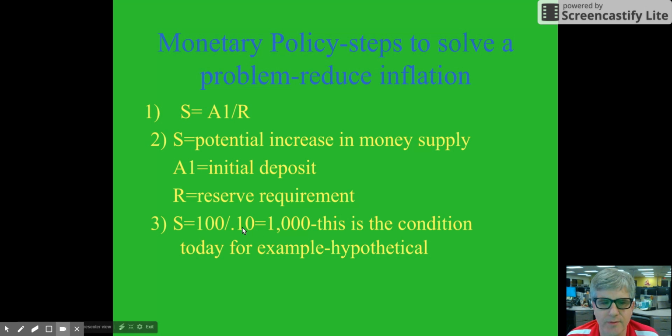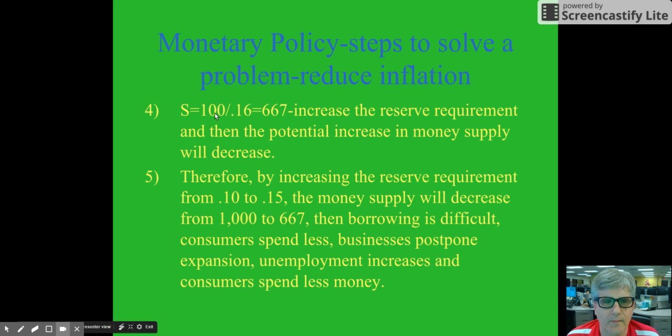You want to raise the reserve requirement from 10%, say, to something like 15%. So I did this as 0.16. Actually, it's 0.15. I'm sorry. So S equals 100 over 0.15 equals 667. So that should be 0.15. Increase the reserve requirement, then the potential increase in money supply will go down. Therefore, by increasing the reserve requirement from 10% to 15%, money supply will decrease from 1,000 to 667.